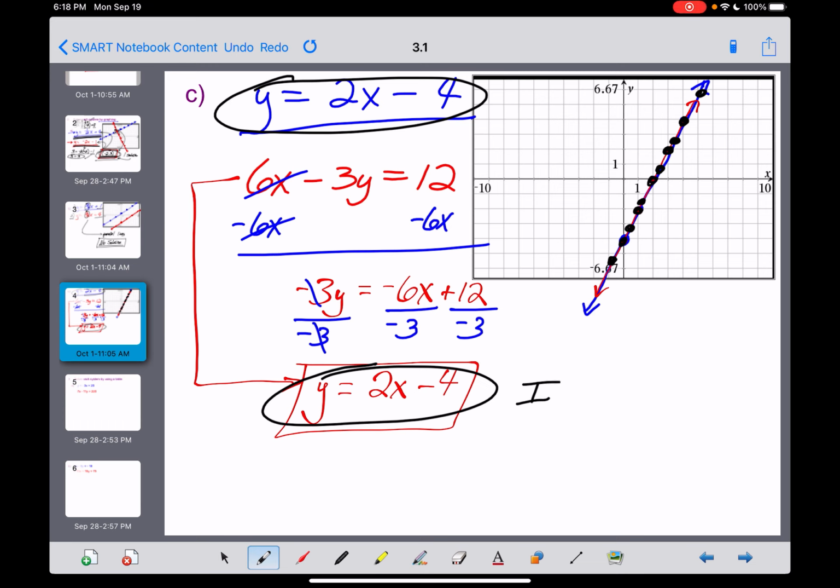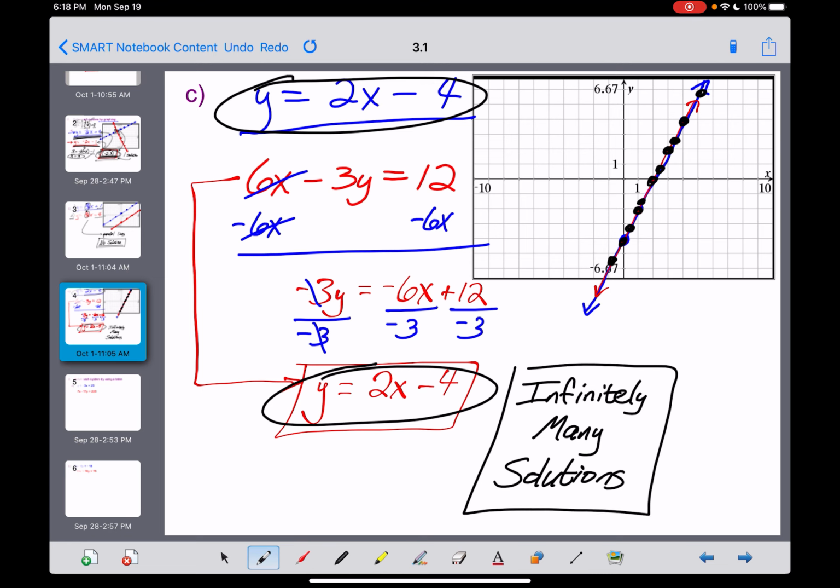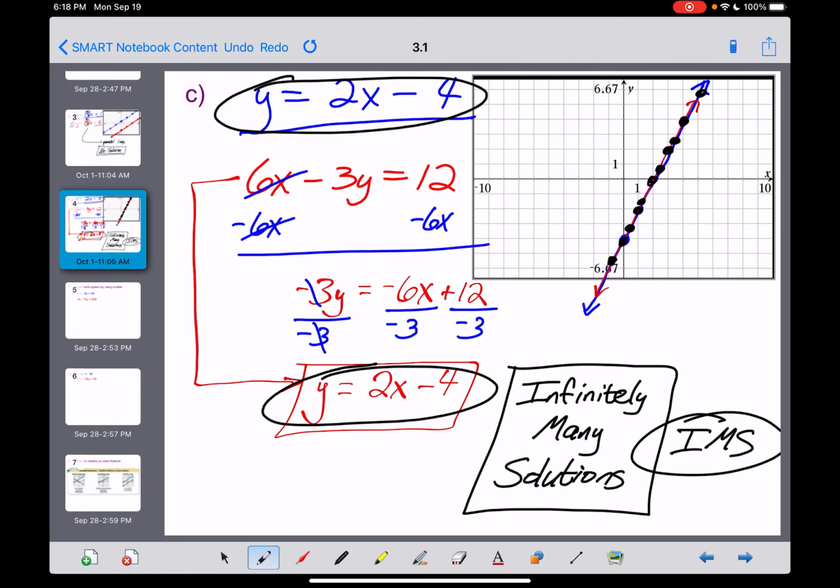What we say in a case like that is that we have infinitely many solutions, meaning that the number of ordered pairs that satisfy both equations simultaneously is infinite. Now, lucky for you guys, I will let you abbreviate that as IMS, but we just need to understand what that means. Infinitely many solutions. Certainly too many to list, so we'll just write that out for that one.